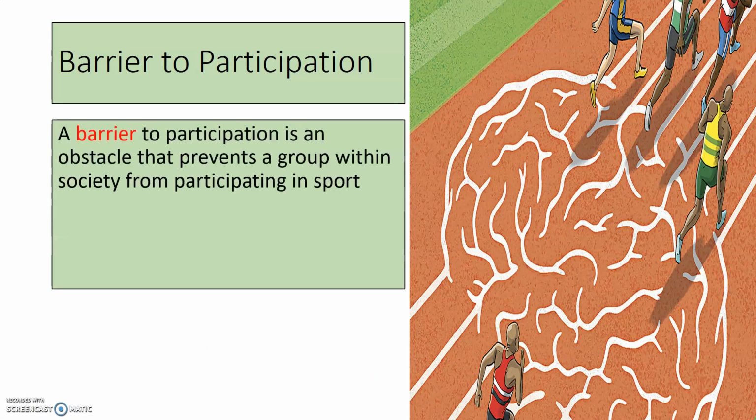Before we do that, first of all, let's think about what we mean by a barrier. A barrier to participation is an obstacle that prevents a group within society from participating in that sport. So it's anything that you can think of that is preventing us from actually participating in that sport in the first place. It's an obstacle that we have to overcome sometimes, or hopefully remove altogether, so that we've got a clearer path to participate.